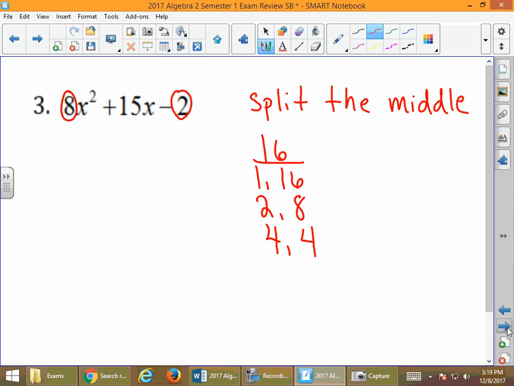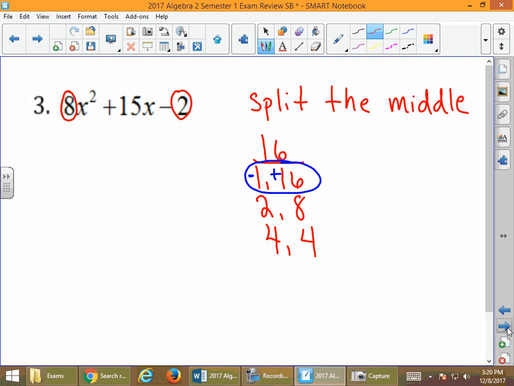And ask yourselves, will any of those terms combine to be 15? And what I mean by the combine is, will they add or subtract to be 15? Well, there's only one place that that's going to happen. Here it's the 1 and the 16. And what we have here, in order to get 15, we're going to have to say negative 1 plus 16.